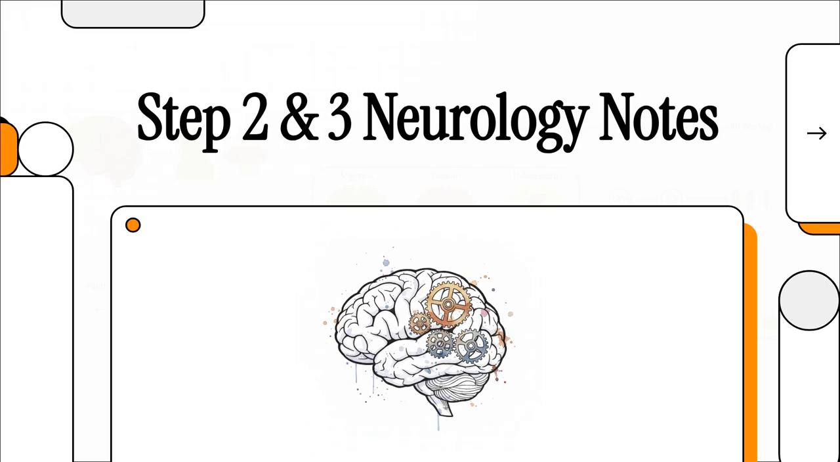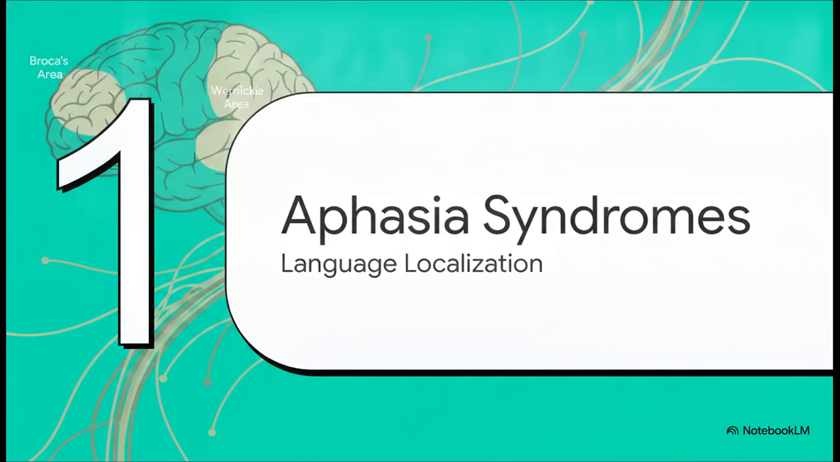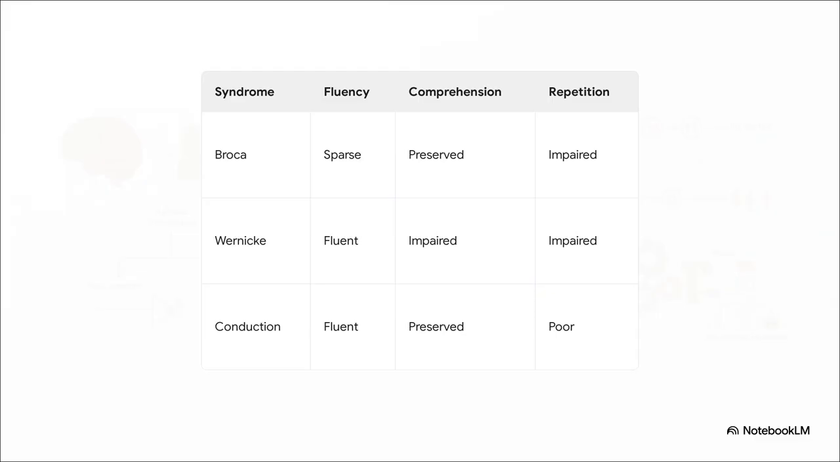Let's dive straight into this explainer on Step 2 CK Neurology Decision Logic. We're keeping this highly focused on exactly what you need to know: pattern recognition, mechanisms, chronologies, and clinical presentations. Section 1. Language localization and aphasia syndromes. Let's get to it. The name of the game here is pattern recognition.